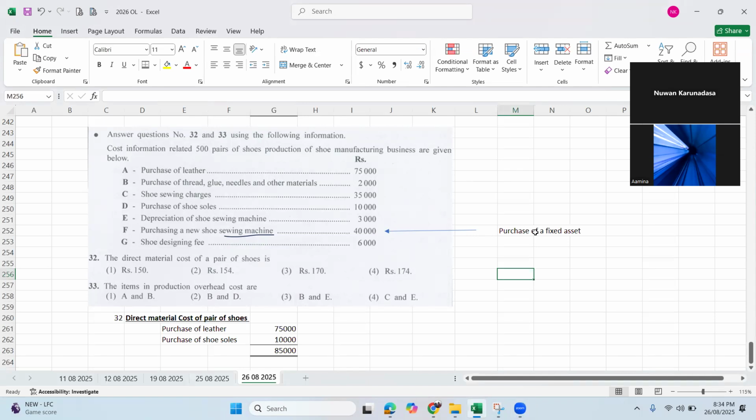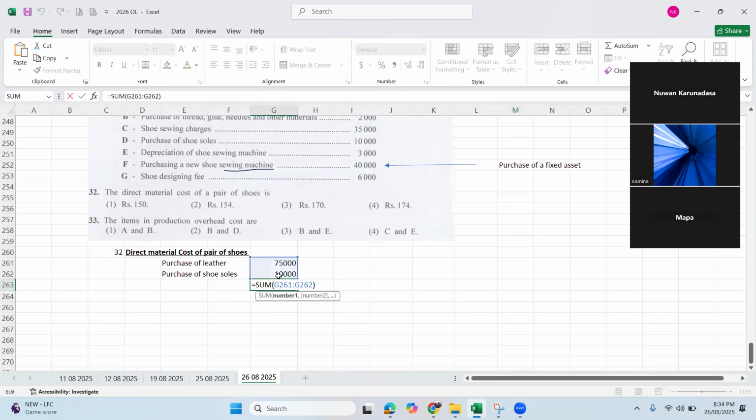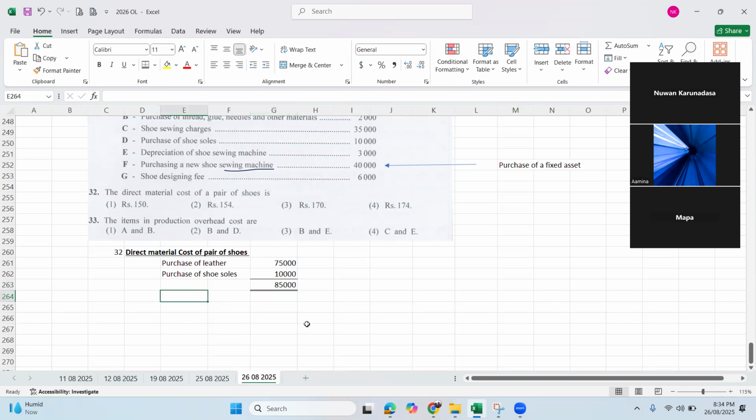Right, very good. So question number 32 we have done. Just we'll see the question. No, there is one more part. They're asking direct material cost of a pair of shoes. This is the total material cost. They're asking a per unit. So then you have to divide this by 500.